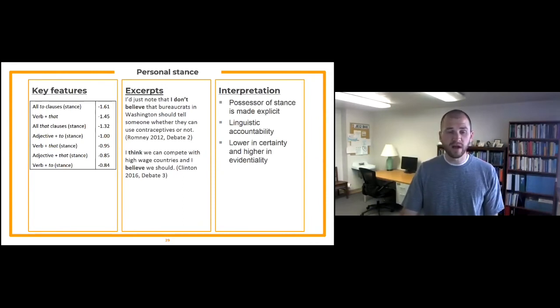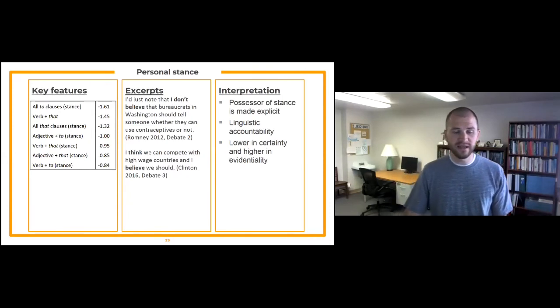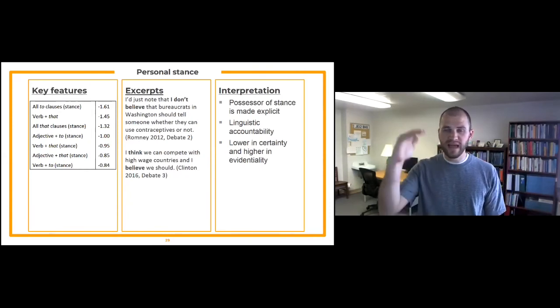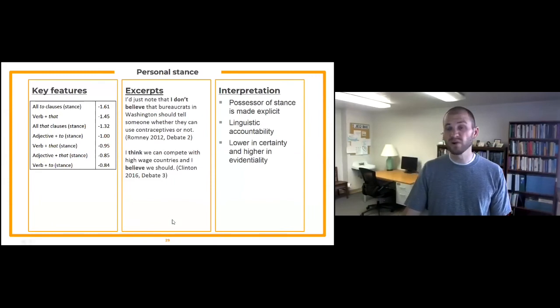So it's often lower in certainty. You can see that words like think and believe have less certainty than certainly and obviously, but they have higher evidentiality because we know who the holder of the stance is. And we call this personal stance, tied to a person.